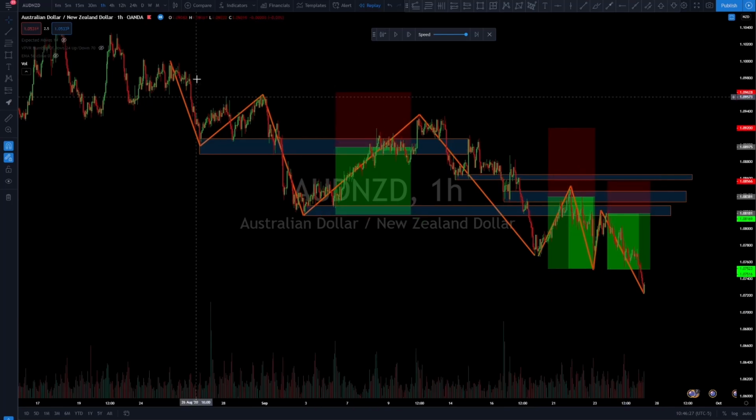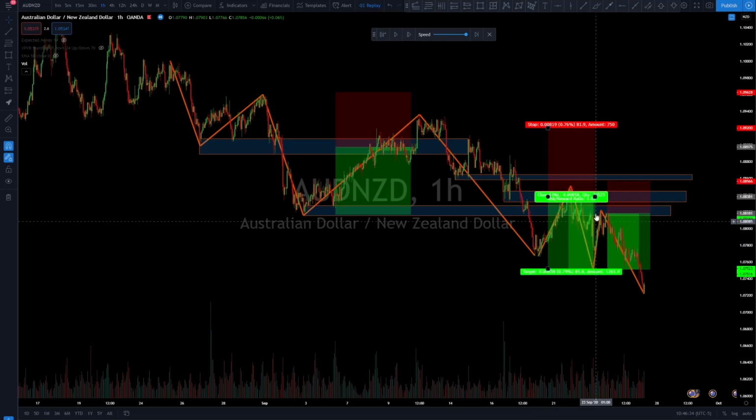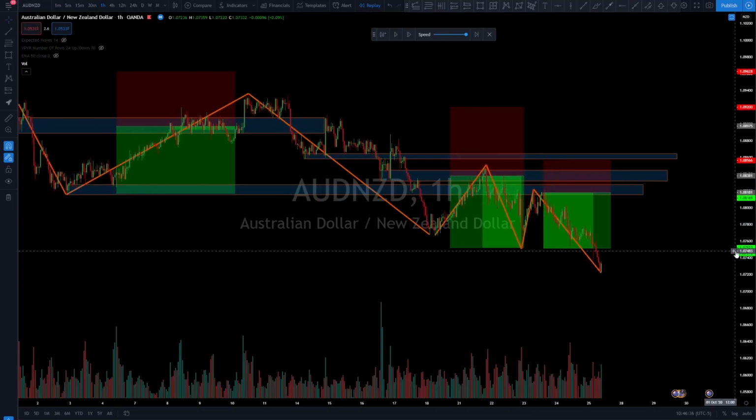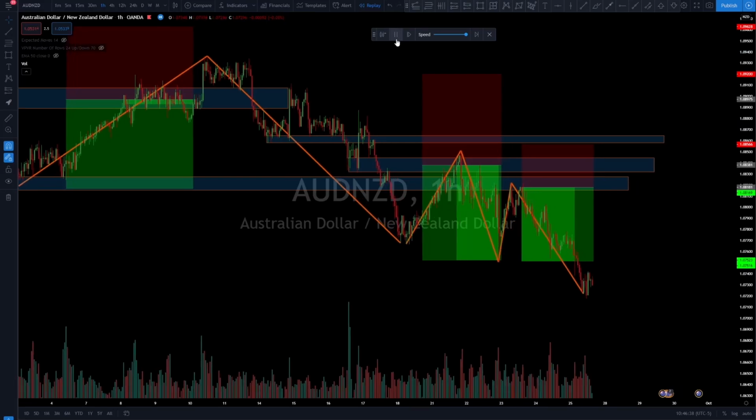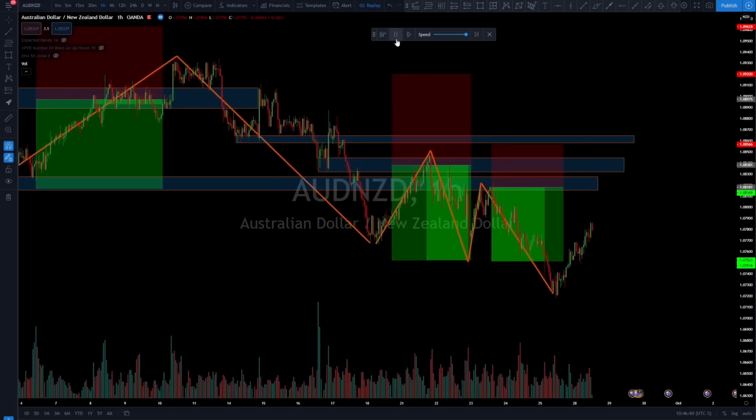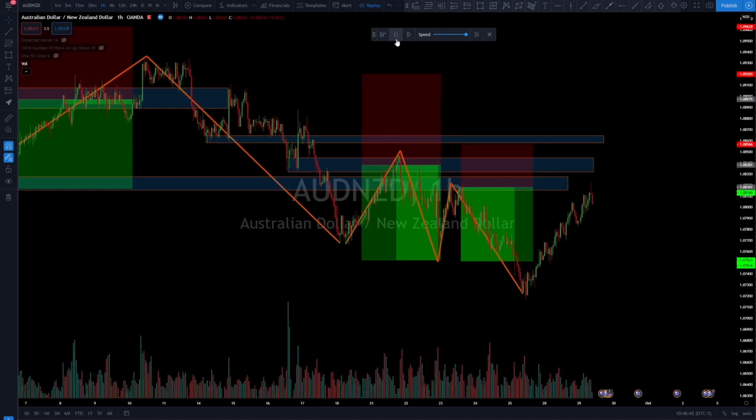Look how the market is going lower low, lower high, lower low, lower high, lower low, lower high, lower low. And it'll just keep doing this over and over again until it doesn't, right? Until it breaks through a high and then the trend changes.